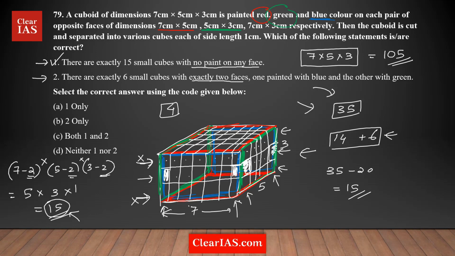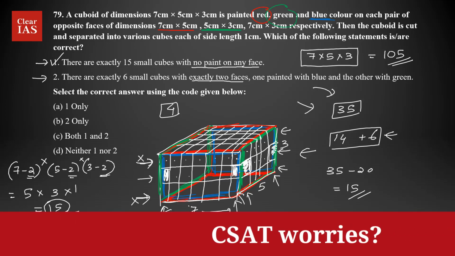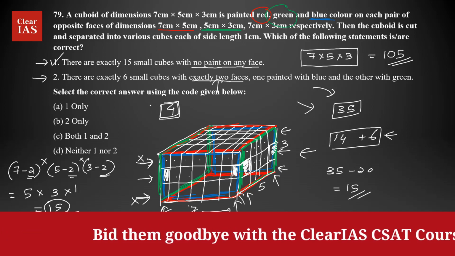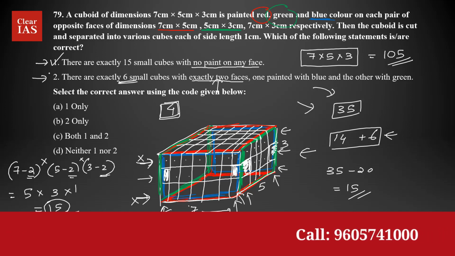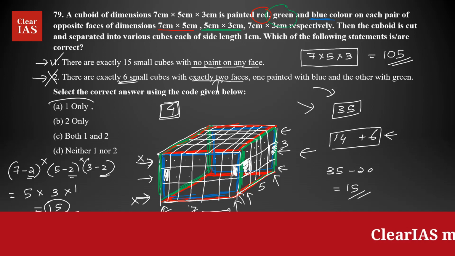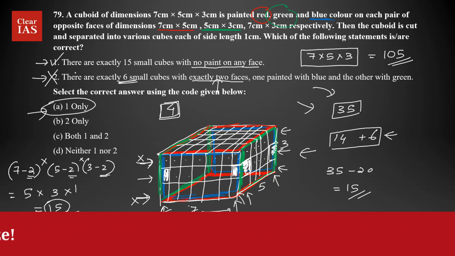If you consider this one, there are 3 faces painted. Also in the corner here, there are 3 faces painted. You look for exactly 2 faces painted. So your answer is 4, but statement 2 says 6, which is not correct. So statement 2 is wrong. Out of the 2 statements, option A is the right answer. That means only statement 1 is true in this case.